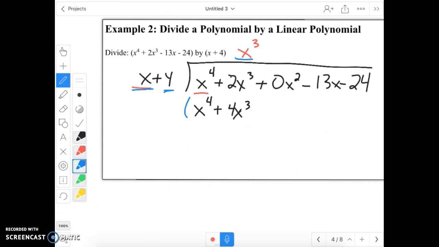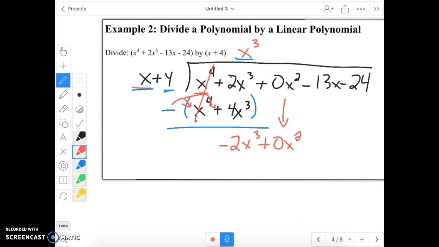Now, just like we did before, we have to subtract this. So if I'm subtracting this, I kind of have to distribute that negative to both of those. So we have a negative x to the 4th and a negative 4x cubed. So this will be gone. Now I have 2x cubed minus 4x cubed. So this will be negative 2x cubed. And then we bring this term down, so plus 0x squared.